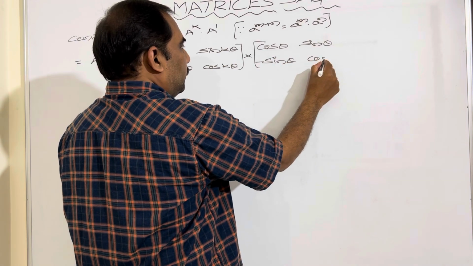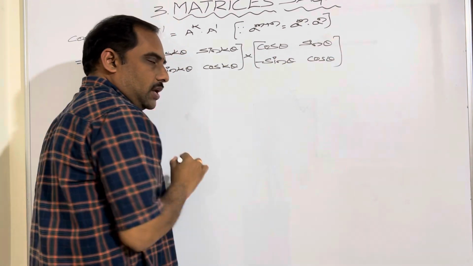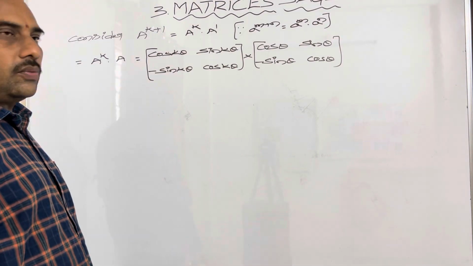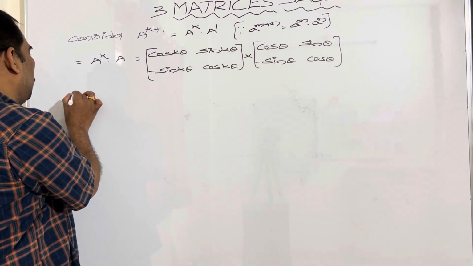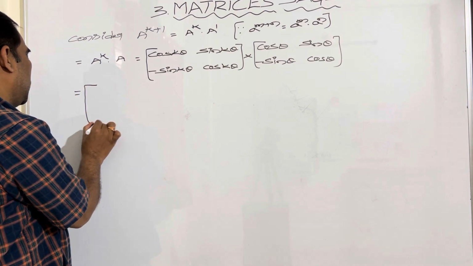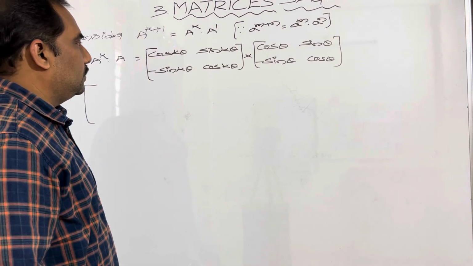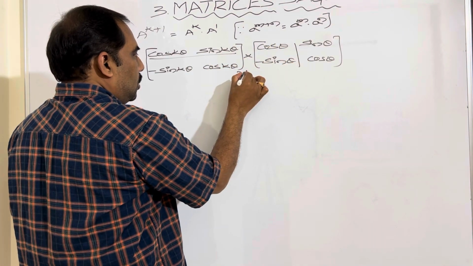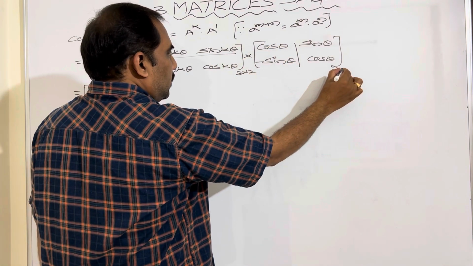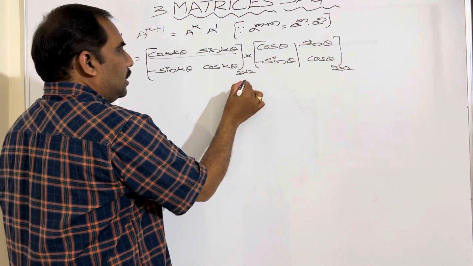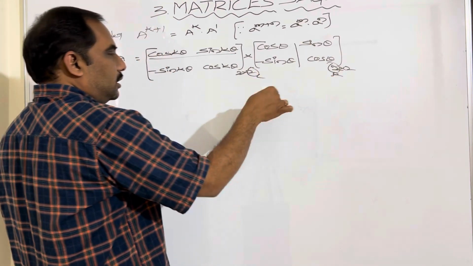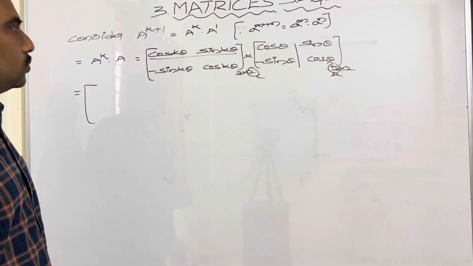So we have to multiply both the matrices to prove that the statement is also true for n is equal to k plus 1. Observe here, first row, first column multiplying. Both are 2 by 2 matrices only. The number of columns in the first matrix is equal to the number of rows in the second matrix, and the resultant matrix order is also 2 by 2.